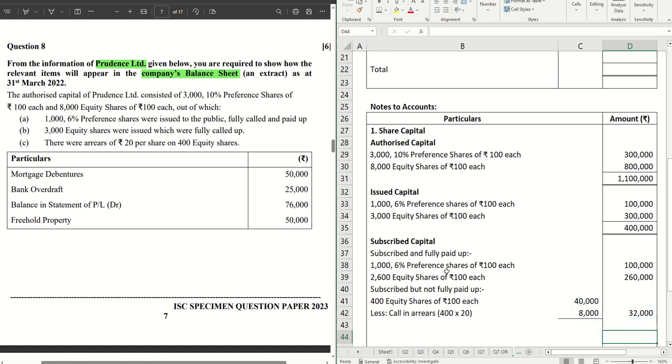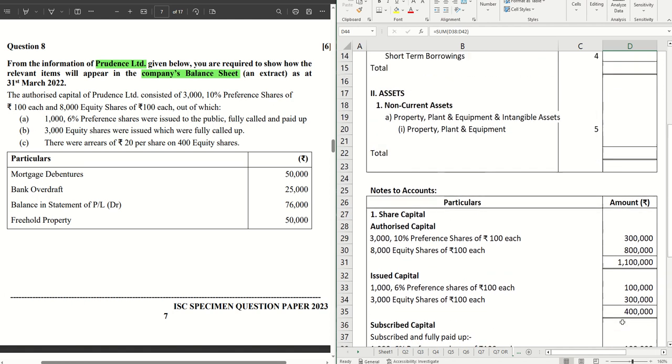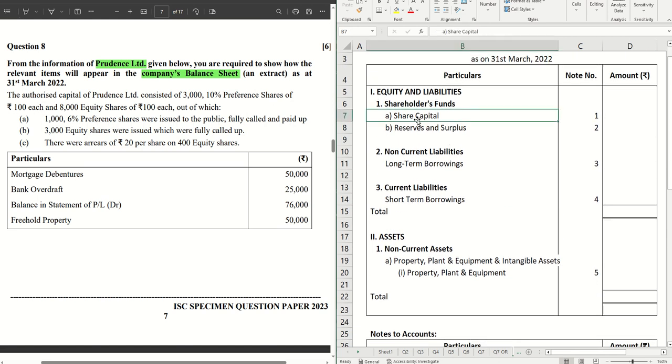Now if you add this, what do you get? 3,92,000. This is your subscribed capital, which will reflect in the main balance sheet against share capital. So let's go to the main balance sheet. Here we have share capital 3,92,000. So share capital is done.